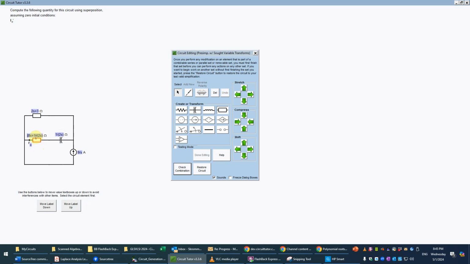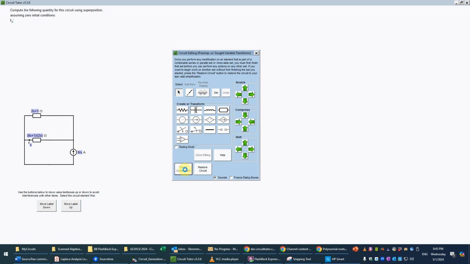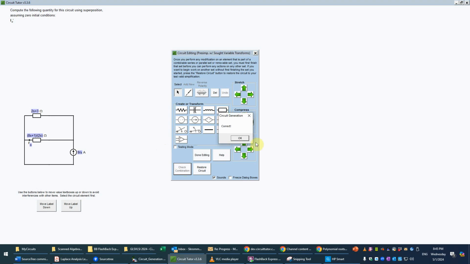And that should be correct. We can check that that gives us the 4 ohms, which we had here, and then 1 over 2s. So that indeed works out to that. And then we have to also change this again to a short to complete the combination. And now we'll check that. And that is correct. And once again, we have to wait for that to tell us it's correct. There we go.